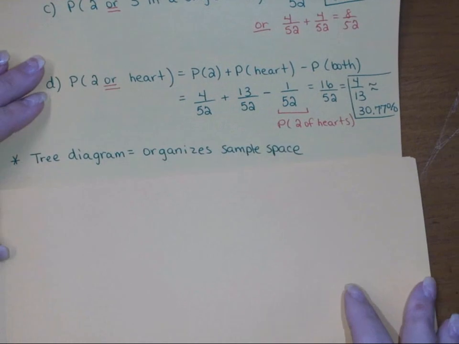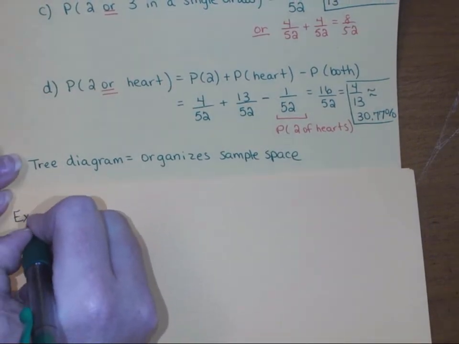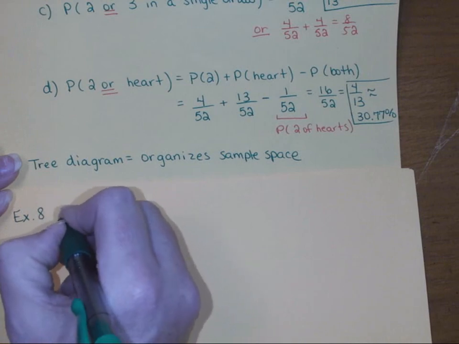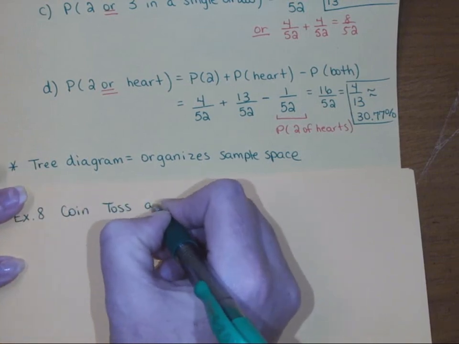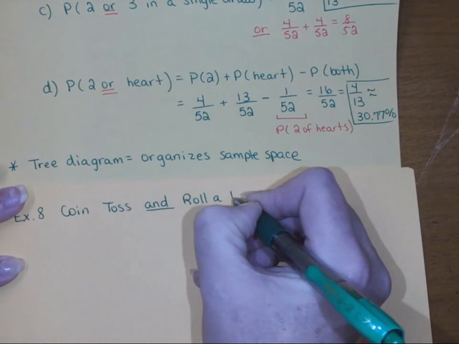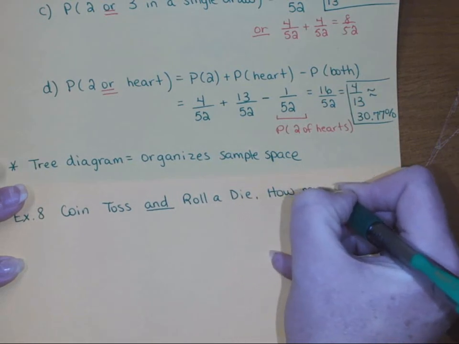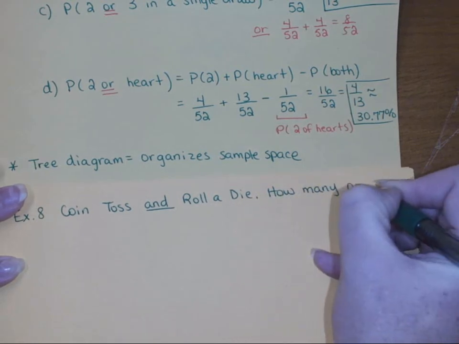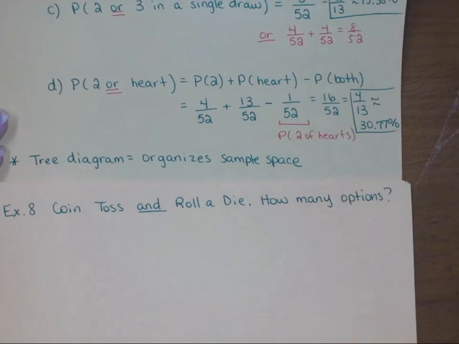So some people like this, some people don't, okay? Some people that are more visual learners like this, but let's say that I had a coin toss and I rolled a die and I wanted to know how many options there were. And then maybe after we draw the tree diagram, I'll ask a couple questions.